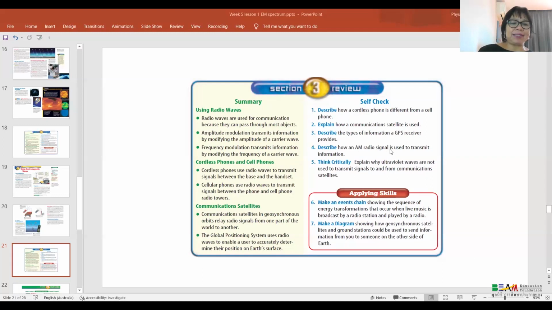Next one is about GPS. Actually, for me, I rely a lot on GPS, and many of you do, I think. So what type of information does a GPS receiver provide? When you use a GPS, what type of information do you have? Location. Location. Okay, a bit more.